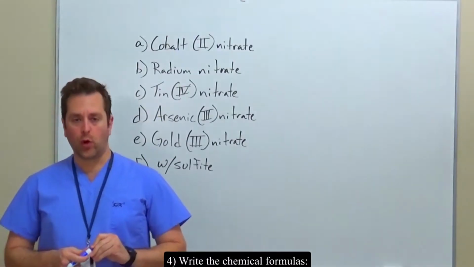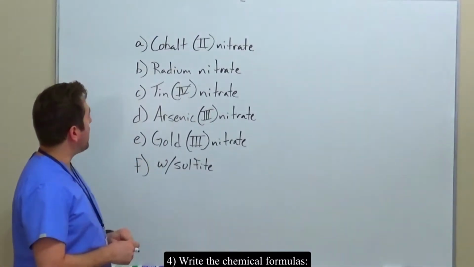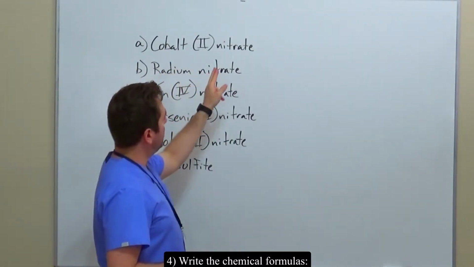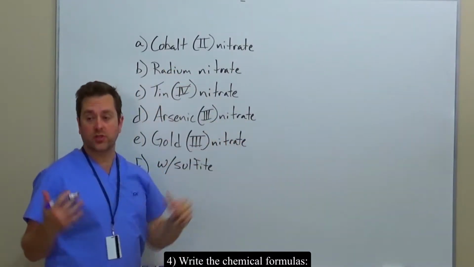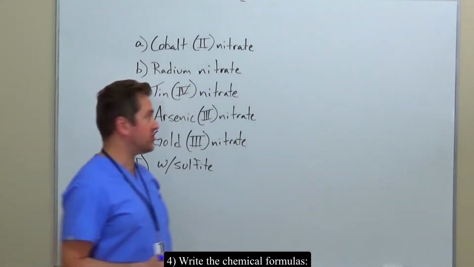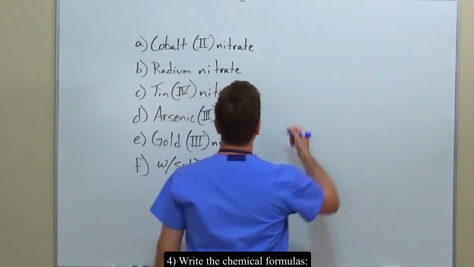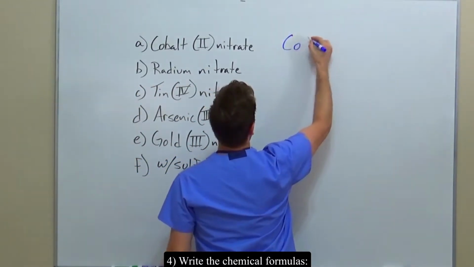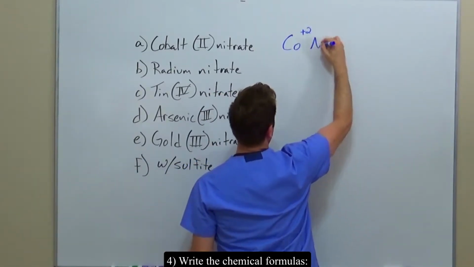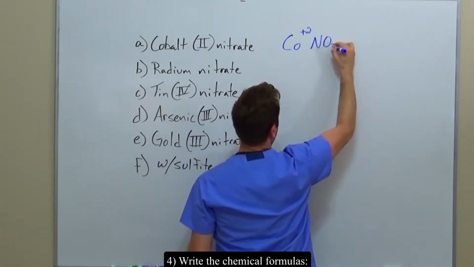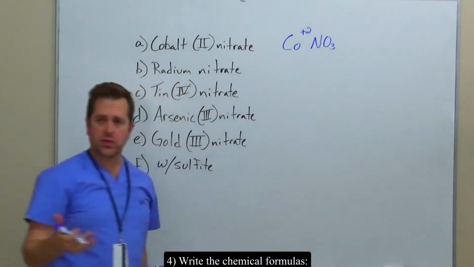Write the chemical formulas. Okay, so letter A, cobalt-2 nitrate. Well, we're given the actual oxidation number on the cobalt. It is a transition element, or transition metal. So we got cobalt, and it has a +2 charge. Now what does nitrate look like? That's one of our polyatomic ions, NO3. However, remember what the charge is.